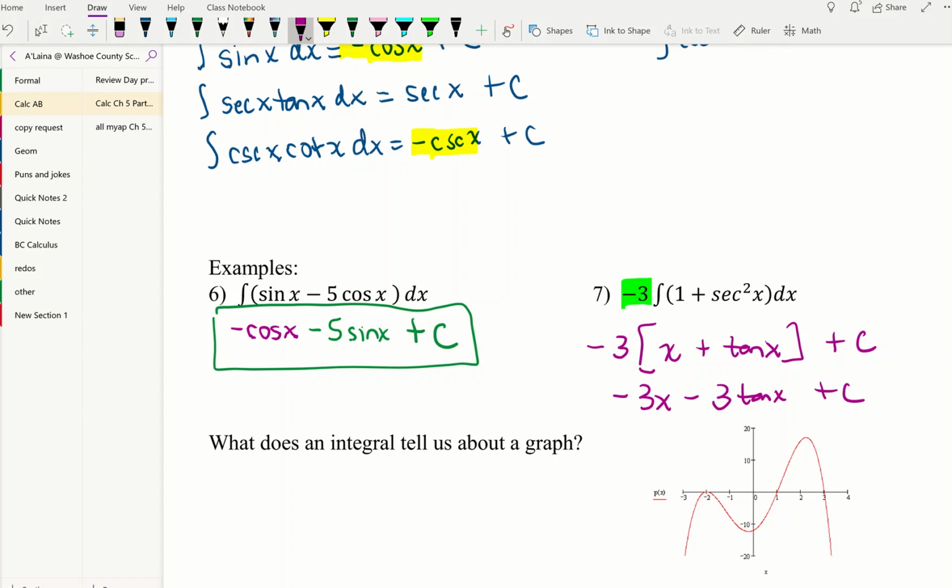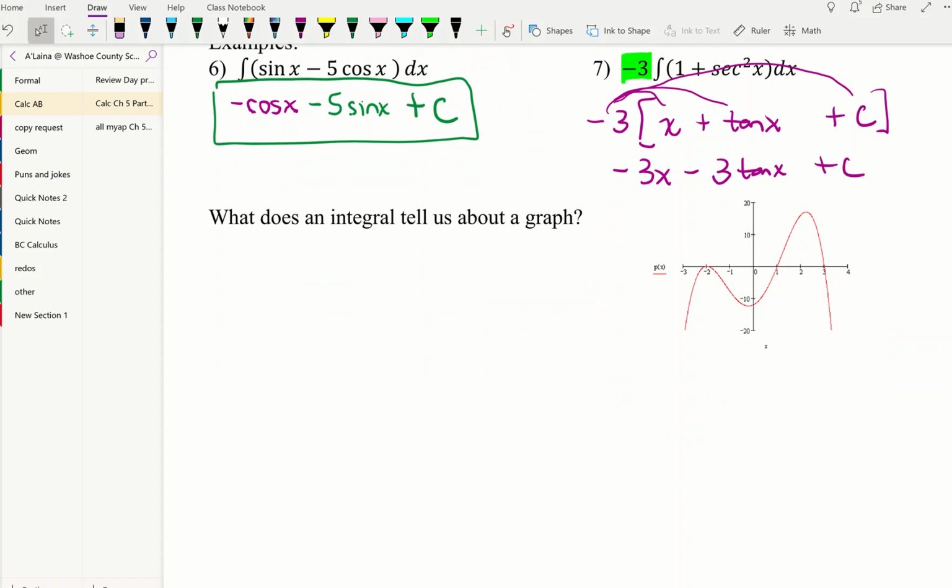You might wonder, like, why didn't I distribute the negative 3 to the c? Well, I mean, you could actually. But what's negative 3 times a constant? It's just a constant. And so when you take a constant and you add it to another constant, or you multiply it or divide it by a constant, it just remains a constant. And so we really just leave that plus c there at the end.